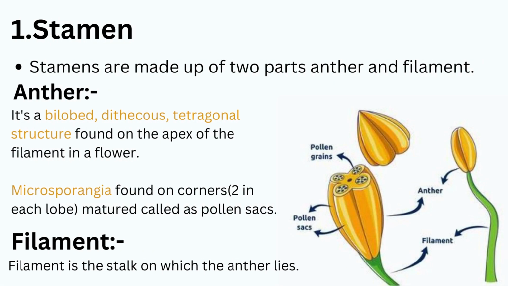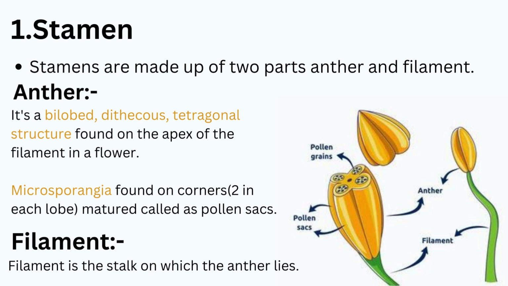Now we are coming to stamens. Stamens are made up of two parts, anther and filament. Aap diagram mein dekh sakte hain, diagram ke andar anther and filament located hain. Anther is a bilobed dithecous tetragonal structure found on the apex of filament in a flower. Microsporangia are found on the corners, two in each lobe, and when matured are called pollen sacs.